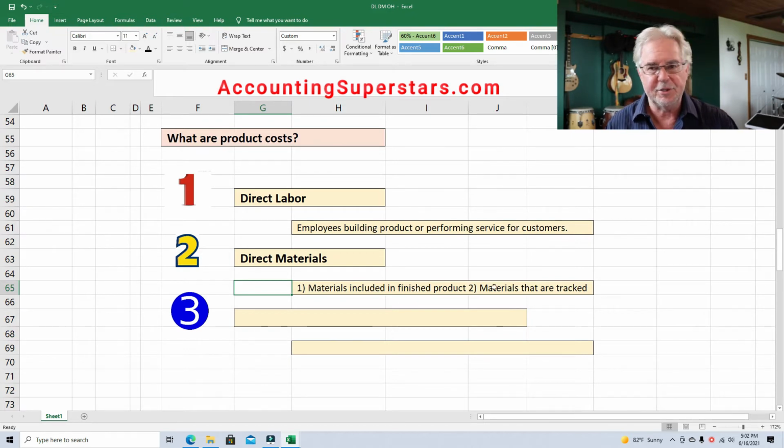And there's a second part of it here: materials that are tracked. Usually these are expensive or relatively expensive materials, and management wants them tracked. It's important to track them.